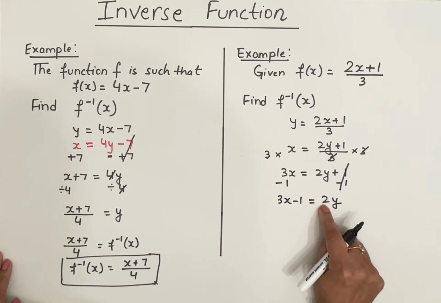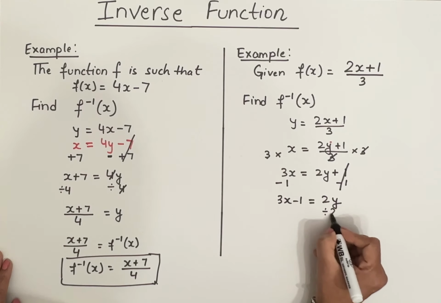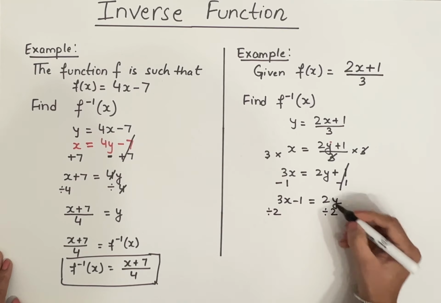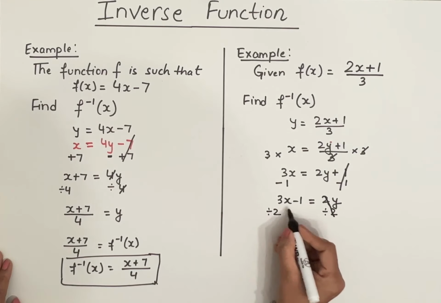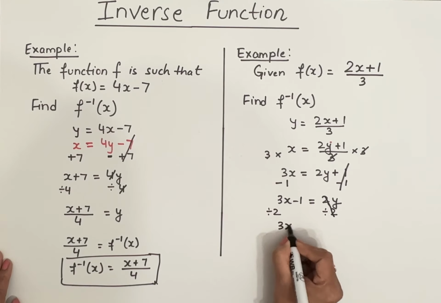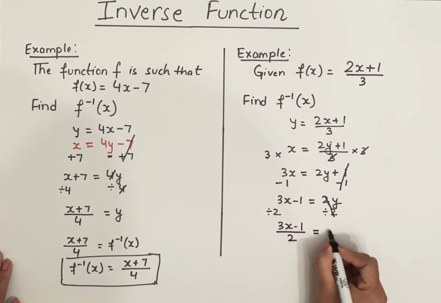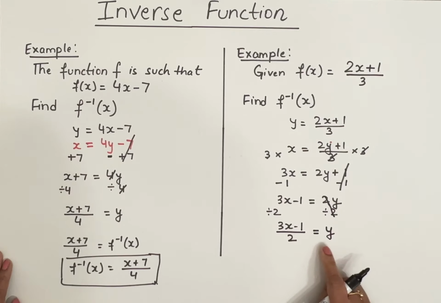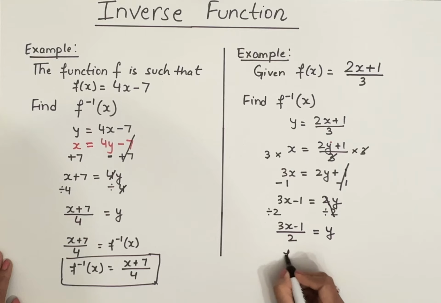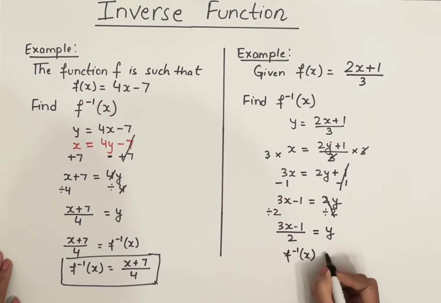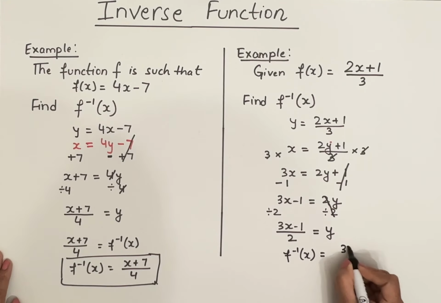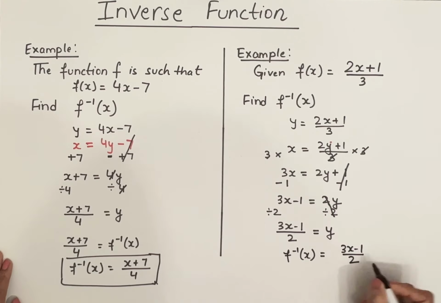Now 2y means 2 times y. So we need to do divide by 2. That 2 gets cancelled off. And this side, we have got (3x minus 1) divided by 2. That equals y. That is our answer. We just need to write it in this form. So in place of y, we're going to put f inverse of x and then write it down: (3x minus 1) over 2. And that is our answer.